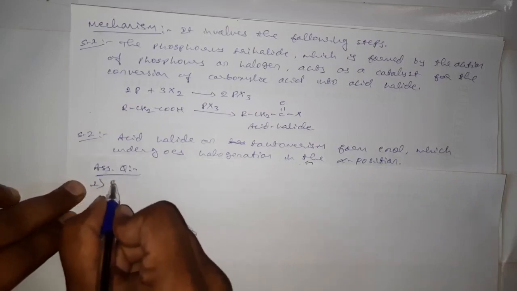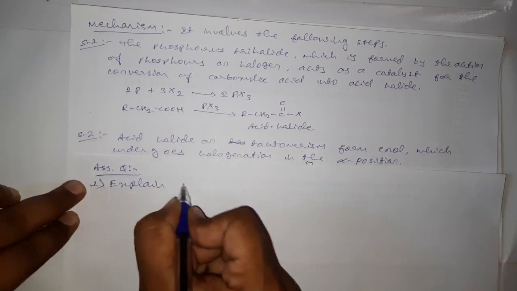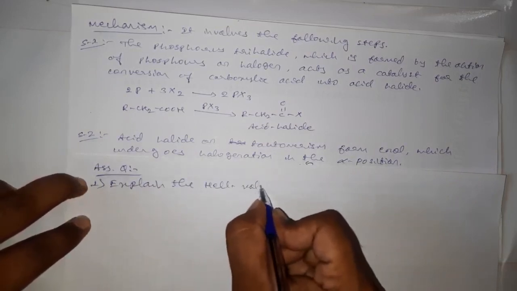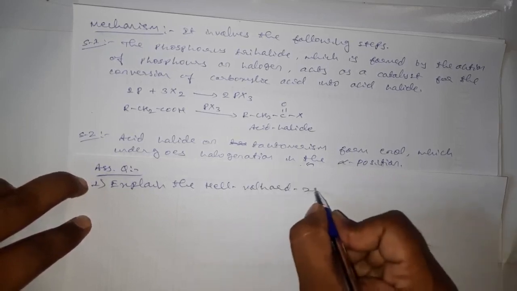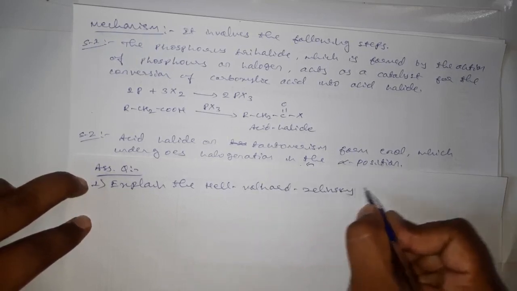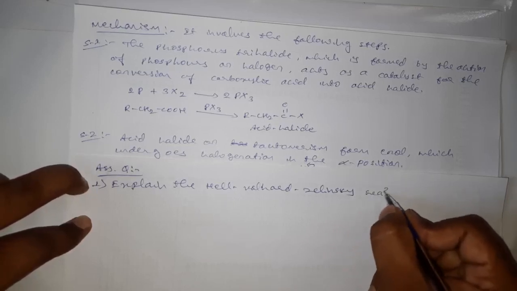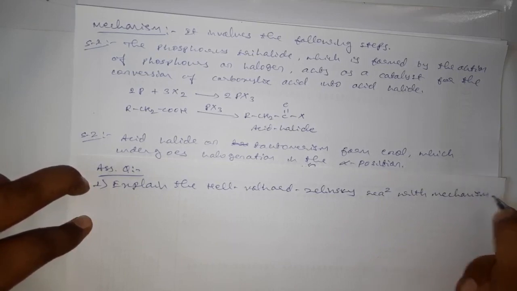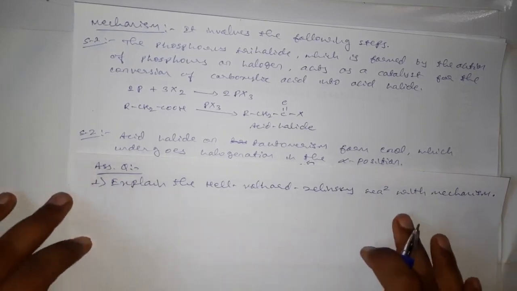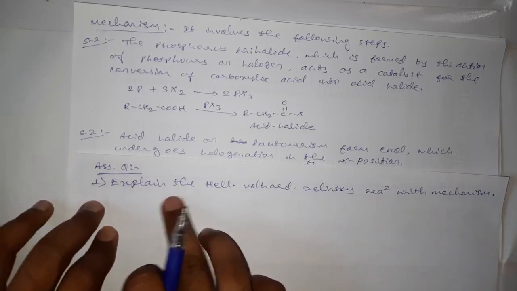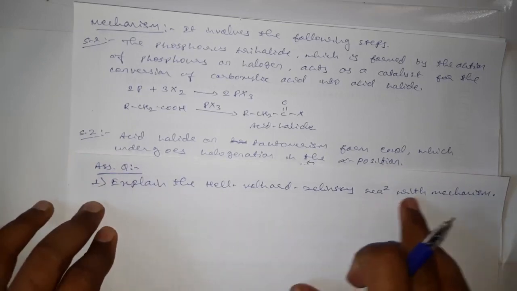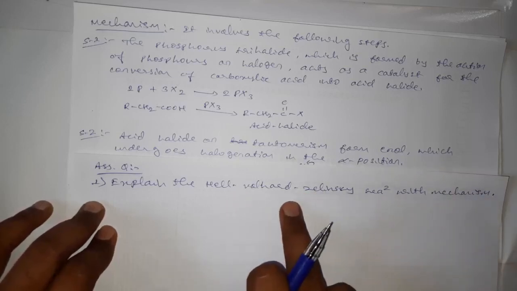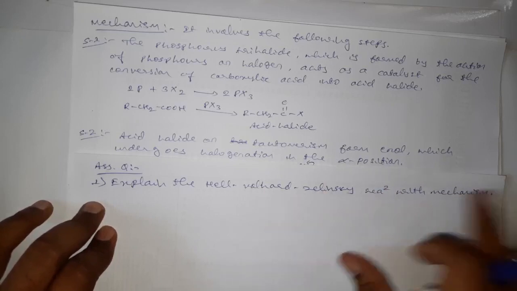Okay, then now take down the assignment question. Assignment question. Explain the Hell-Volhard-Zelinsky reaction with mechanism. Okay, this is the assignment question. Please explain the Hell-Volhard-Zelinsky reaction with mechanism. Means first we have to explain what is this Hell-Volhard-Zelinsky reaction, and after that we have to explain the mechanism.